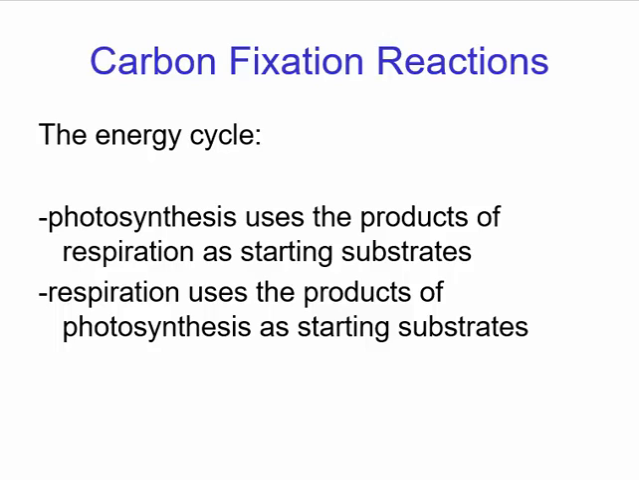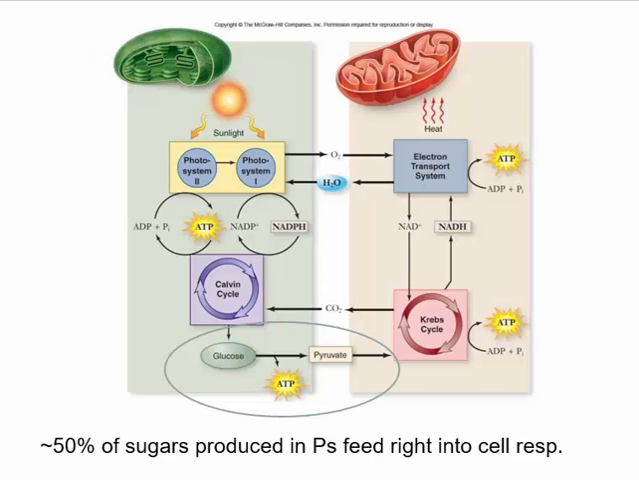Or you could separate them between organisms. Photosynthesis in plants is producing these sugars, and then some other organism is eating the plants and then breaking those down by cell respiration. But either way, the plants are doing both of these things, remember. In fact, approximately 50% of what photosynthesis is making just goes right into cell respiration in a plant.